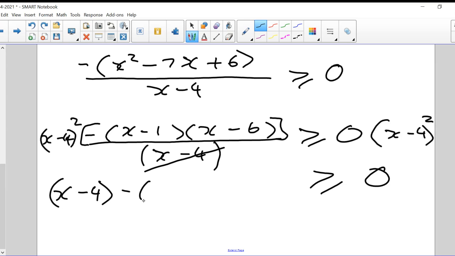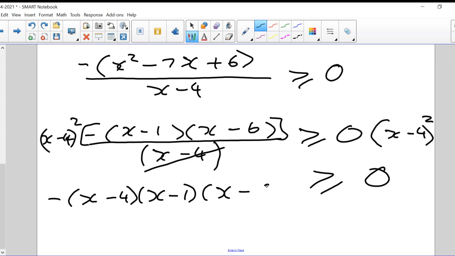I still have the minus. Well, let me change that. I'm going to put the minus in the front because I don't want to confuse anybody here. There's a minus here. I'm going to put that minus in the front. Let me erase this as well. So I'm left with minus x minus 4, x minus 1, x minus 6.